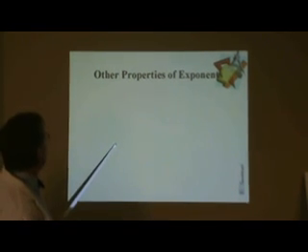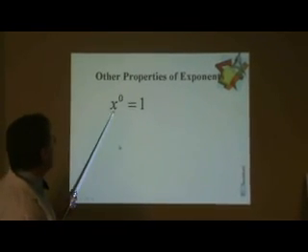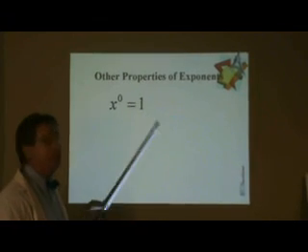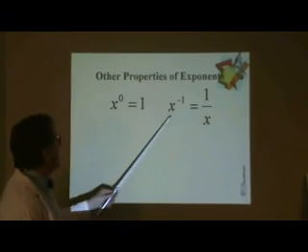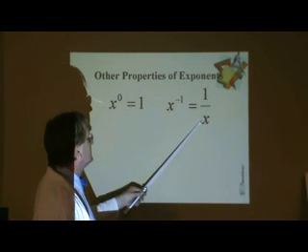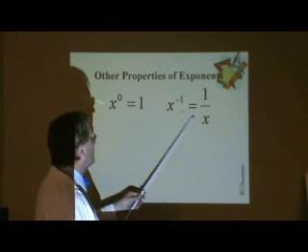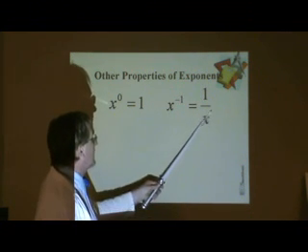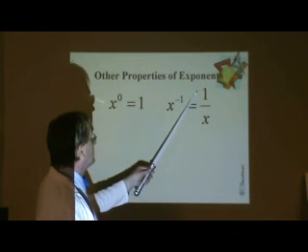Here are the other properties of exponents. x to the 0 power is defined to be equal to 1. x to the negative 1 power is equal to 1 over x. So we put x on the bottom of a fraction. Its understood power is a positive 1, but it's equal to 1 over x.